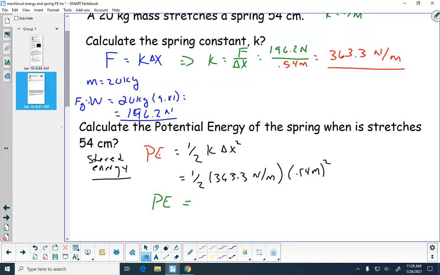Anna, what did you come up with? 52.97. What are our units? Joules. Because we have a newton per meter times our meter squared. One of the meters will cancel out. So we have a newton meter, which is a joule. So that's how much energy has been stored up. It's also the amount of work the weight did. That's the amount of work that gravity did.